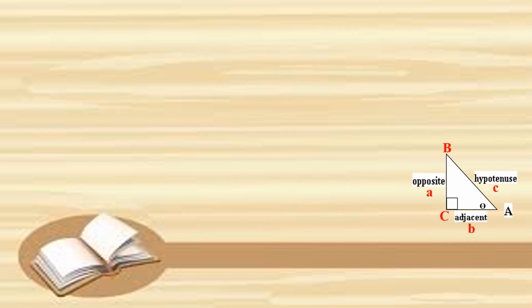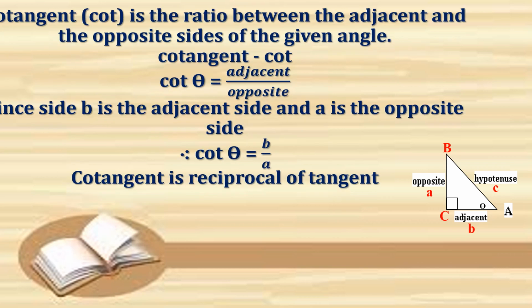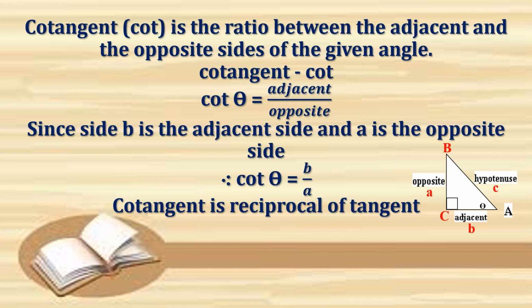And lastly, the reciprocal of tangent is the cotangent, or that is written as cot. It is the ratio between the adjacent and the opposite sides of the given angle. Or we're going to use the formula cotangent theta is equal to the adjacent over opposite. Since side B is the adjacent side and A is the opposite side, we're going to use the formula cotangent theta is equal to B over A. Again, cotangent is the reciprocal of tangent.